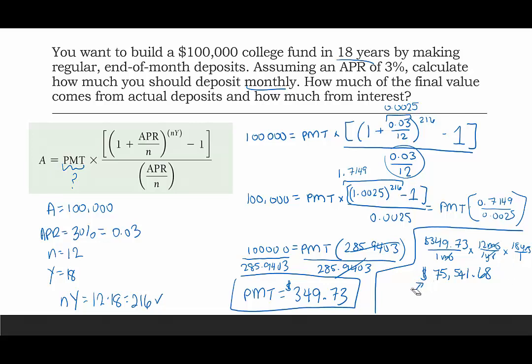So it looks like about 3/4 is coming from our actual money, and 1/4 is coming from the interest. So 75% is coming from the deposits, those monthly payments, and 25% is coming from the interest. This has been an example of planning ahead, looking at when we know an end goal and building the monthly deposits around that.